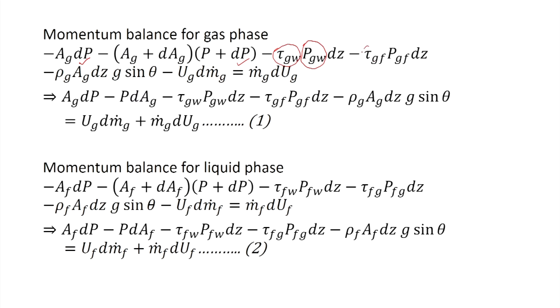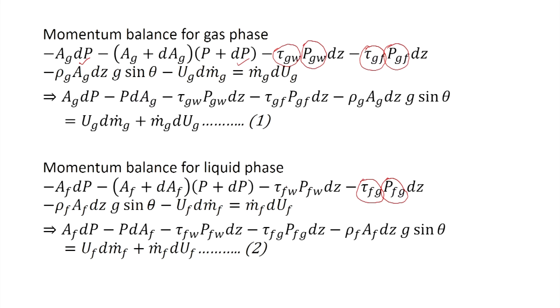Then tau g f is the shear stress on the gas phase at the liquid vapor interface. And similarly, we have tau f g, which is the shear stress on the liquid phase at the liquid vapor interface. And p g f is the perimeter of the liquid vapor interface. P f g is also the same as p g f. This is the momentum balance for the liquid phase.